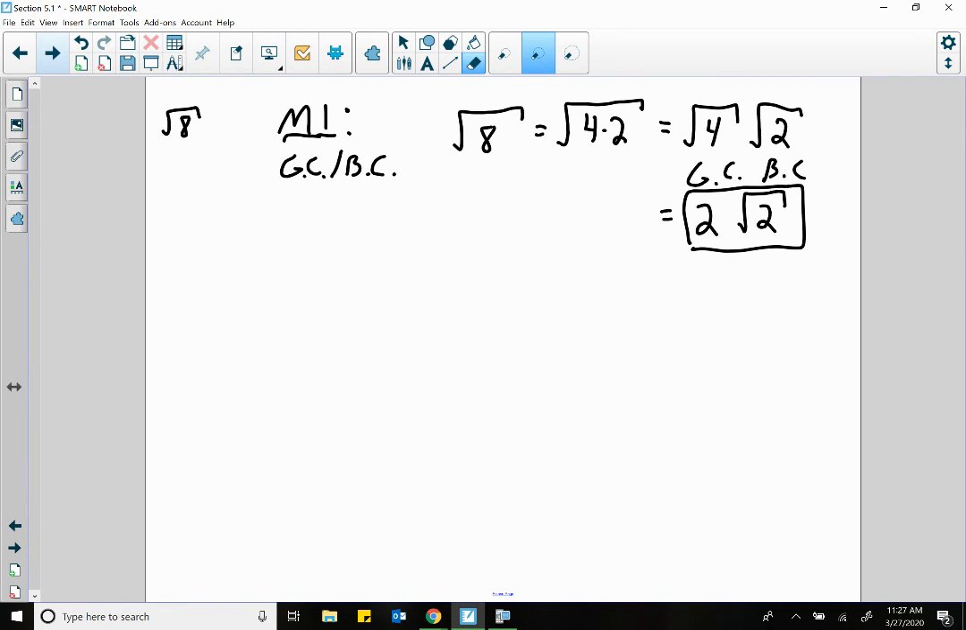Now, on those other 4 problems that I have on that other page, I will be doing good child, bad child, and I will do the second method I'm about to show you, which is called the tree diagram.